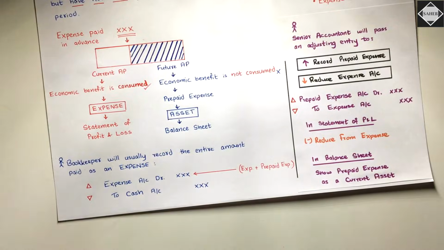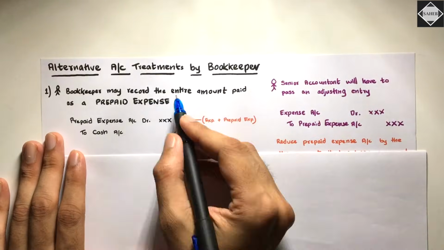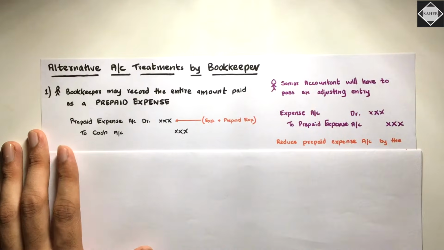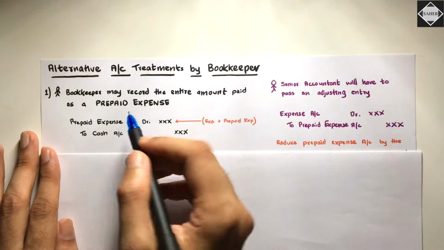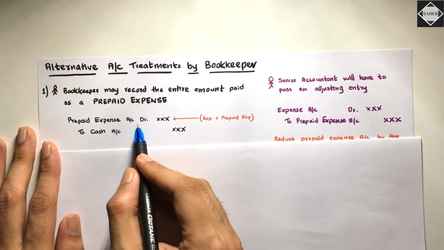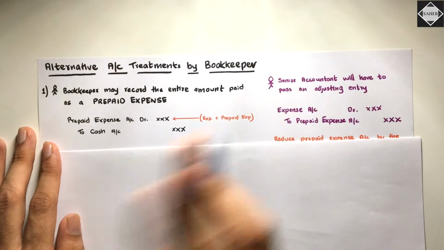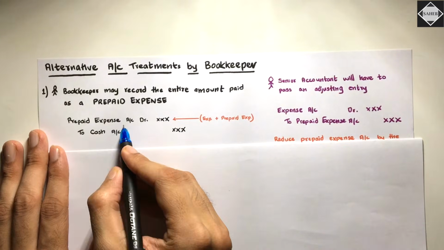Okay. But if the bookkeeper is a little bit proficient, or the systems are different in that company, then he will do an alternative accounting treatment. Let me just show you. If the bookkeeper records the entire amount paid, that 36,000 paid now for 3 years, entirely as a prepaid expense, as an asset, prepaid expense account debit to cash, not to expense, then understand what will happen in the prepaid expense account.